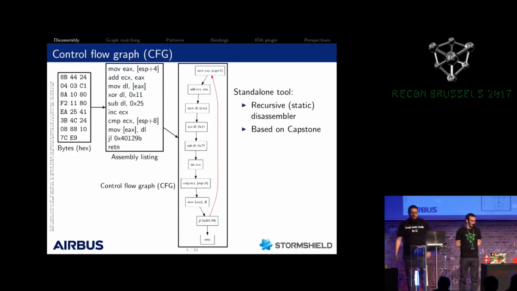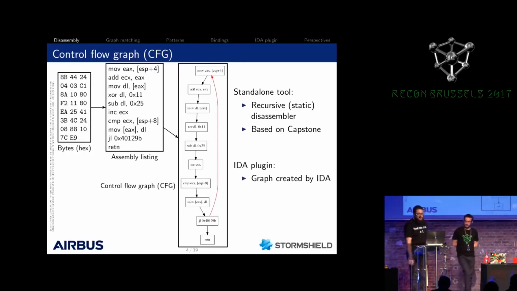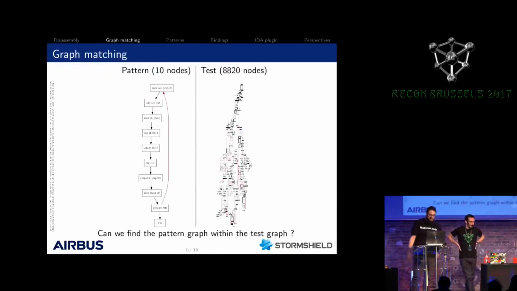In the standalone tool, we use a recursive function to create this graph, and we base the disassembler on Capstone. But for the IDA plugin, we use the IDA engine for the graph. So we can create the graph.